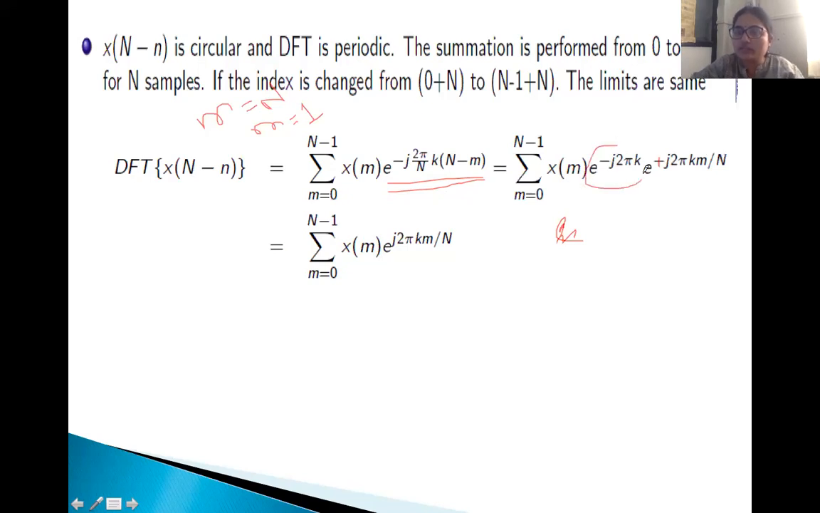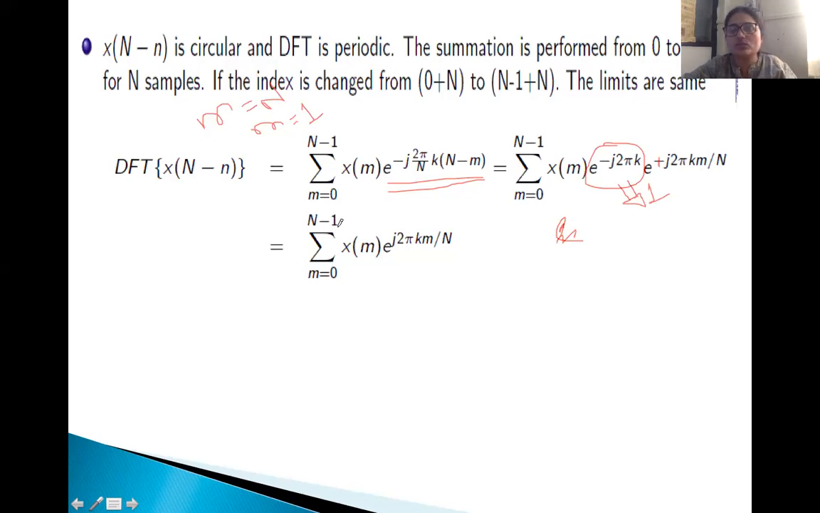And the value of e raised to minus j 2 pi k is always equal to 1. If it is 1, then the value that will remain is the summation. This will be 1, so these two terms are remaining. So I have written it here once again.